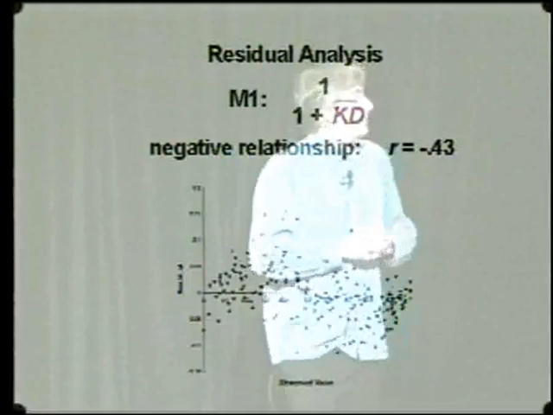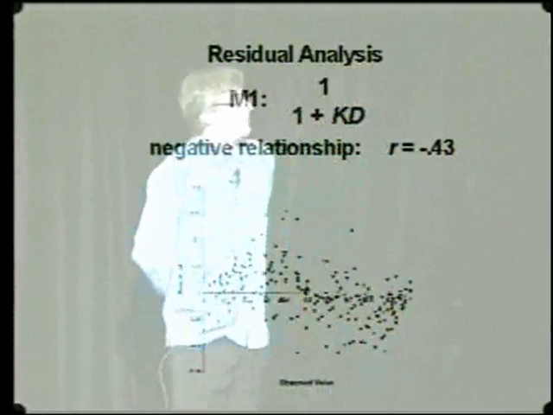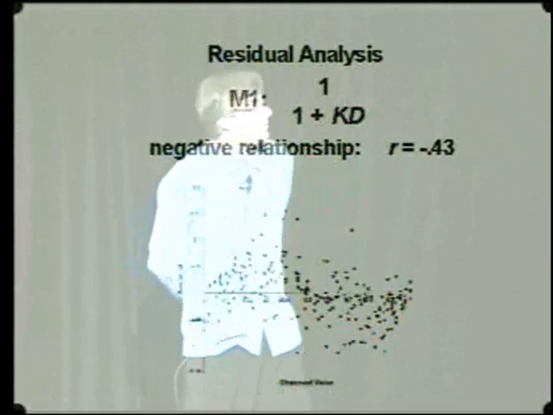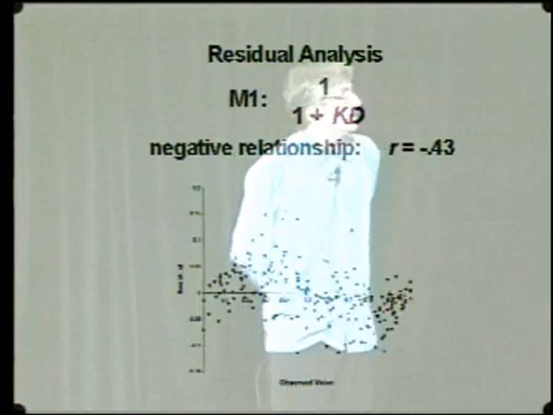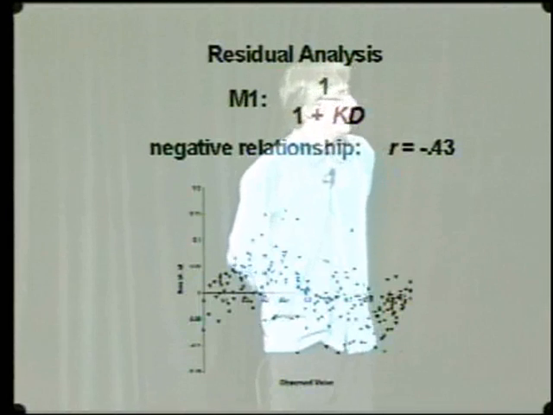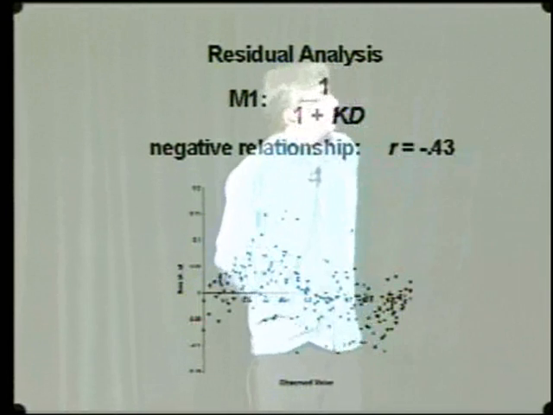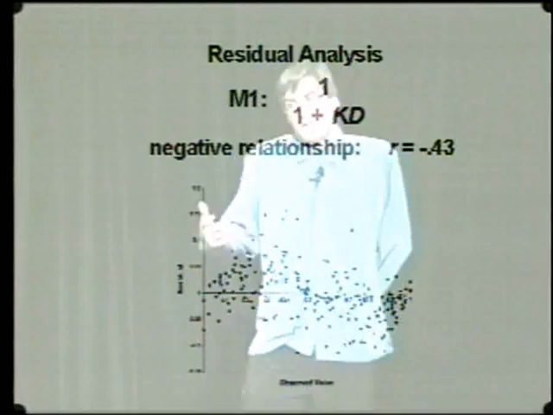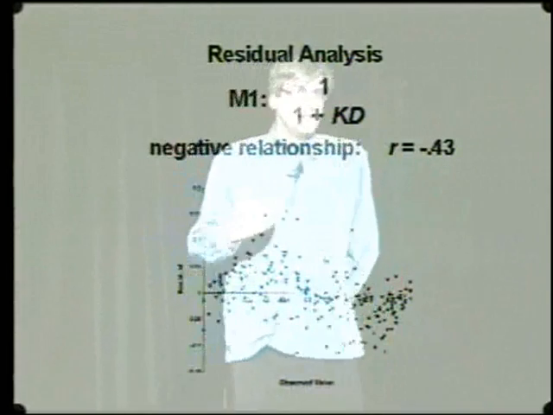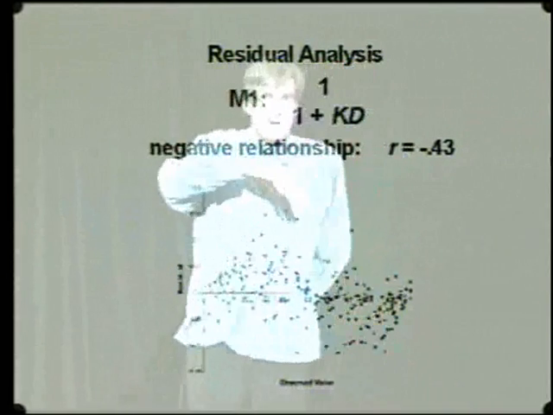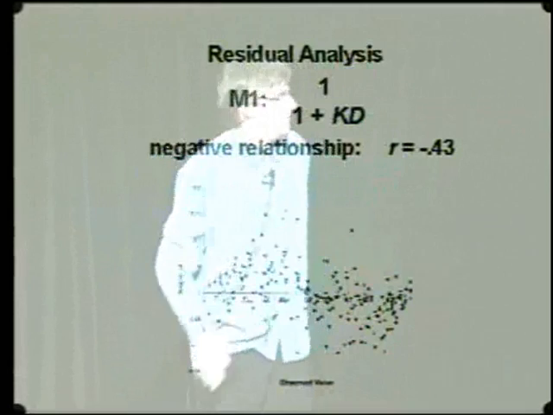So when we look at the residuals pooled for the simple hyperbola, in fact we do see a statistically significant negative correlation. So we see a correlation of minus 0.43. This suggests that in fact the simple hyperbola is tending to underpredict high values and overpredict low values.